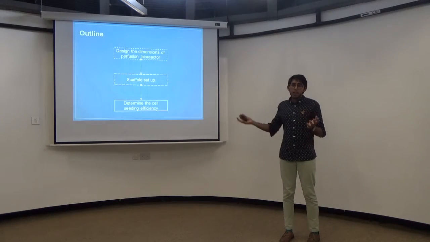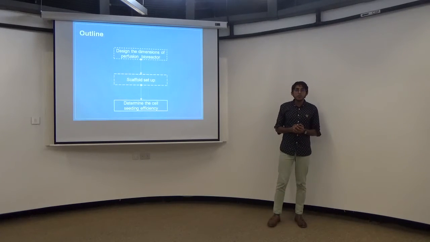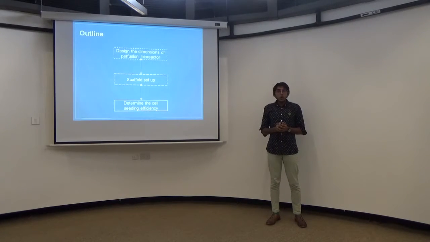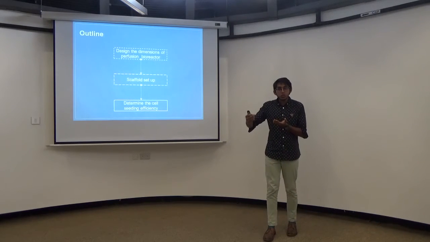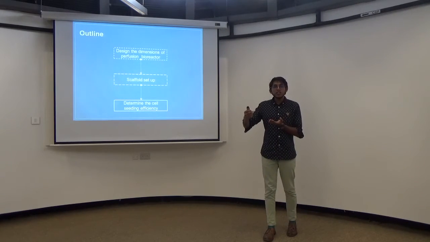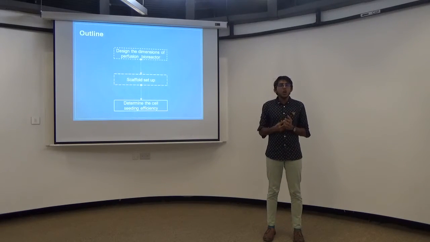So this shows the outline of my project. Firstly, we will be designing the dimensions of the perfusion bioreactor. After that, we will set up the scaffold in which the cells can be deposited into. And lastly, we will conduct a series of experiments to determine the maximum cell seeding efficiency. And from the results of these experiments, we can decide what is the best bioreactor that we can use to maximize the growth of such artificial organs.